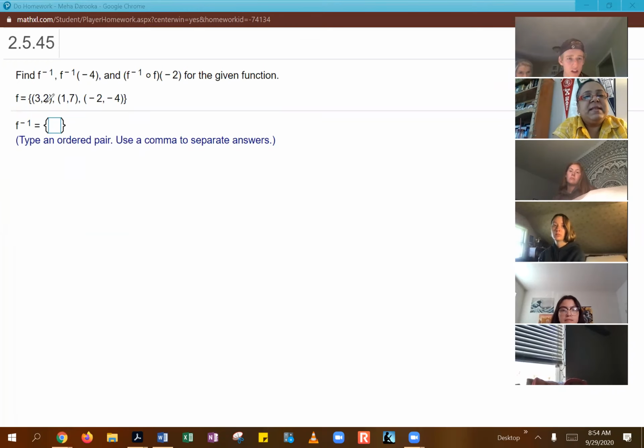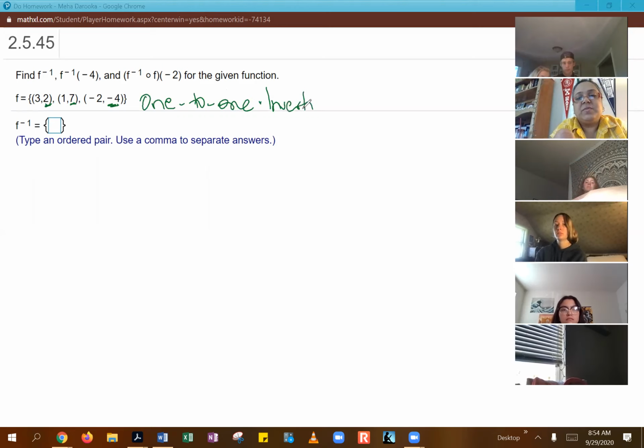If you just look at the y values, 2, 7, and -4, each of those are different, right? So we don't even have to worry about that repetition happening. So yes, definitely this function is 1 to 1. And if your function is 1 to 1, then you know it's invertible, which means you can find its inverse.